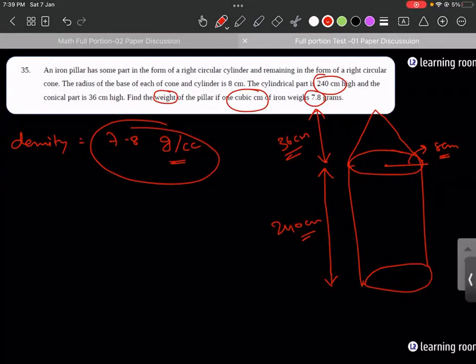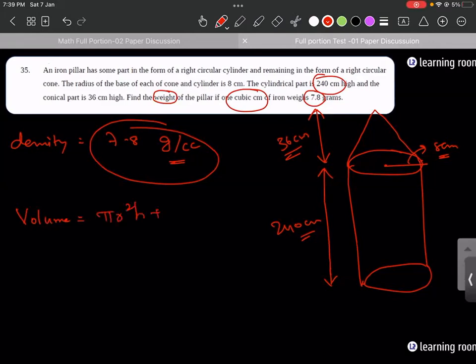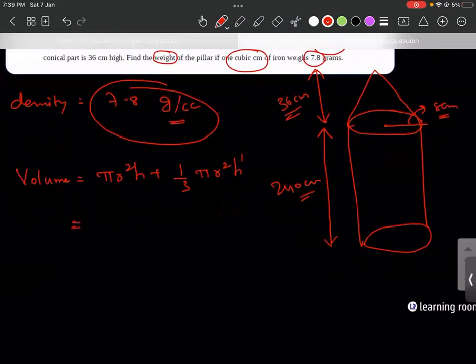So what is going to be the volume of the structure? Volume of the cone plus the volume of the cylinder. That is pi r square h plus 1 by 3 into pi r square into h dash. We can take pi r square out common. Unfortunately, they are not giving us a multiple of 7. That's fine. So pi r square into h plus h dash divided by 3.